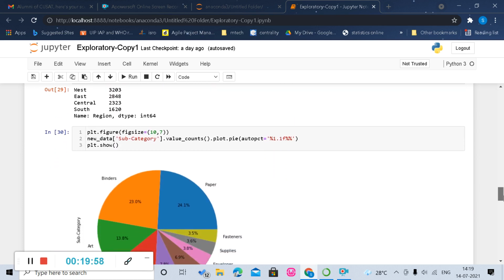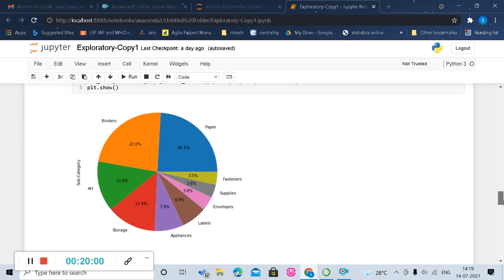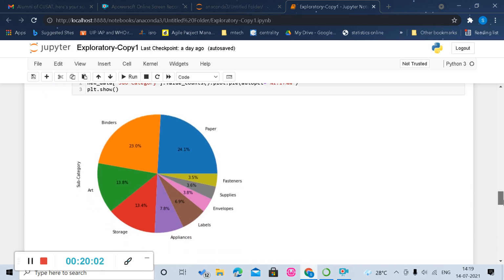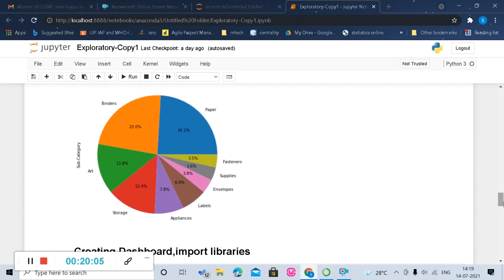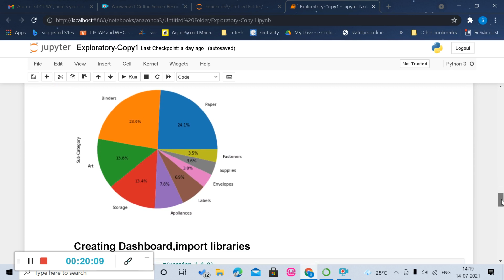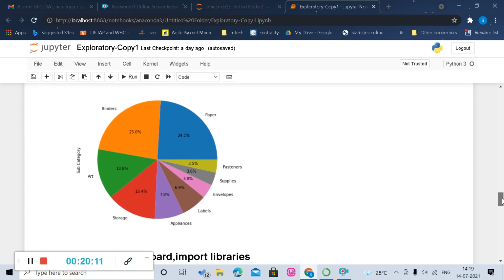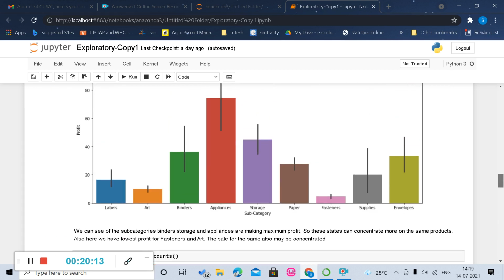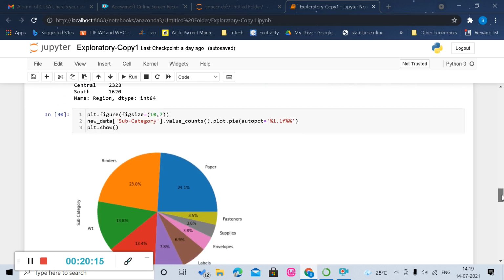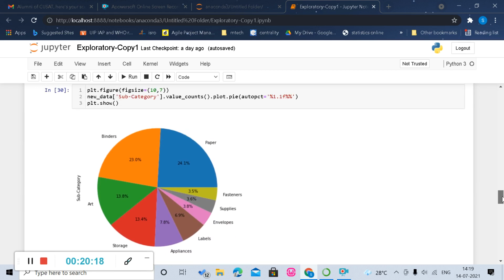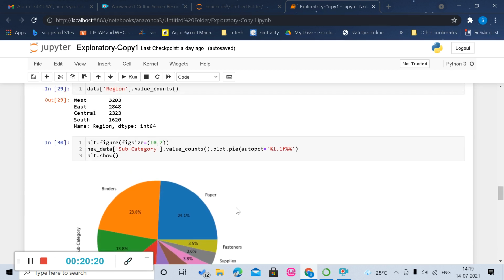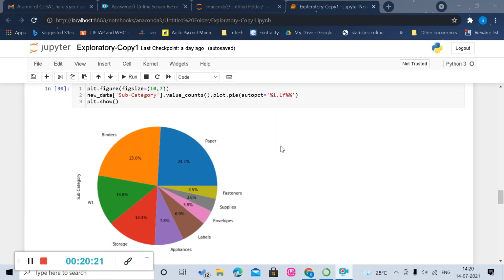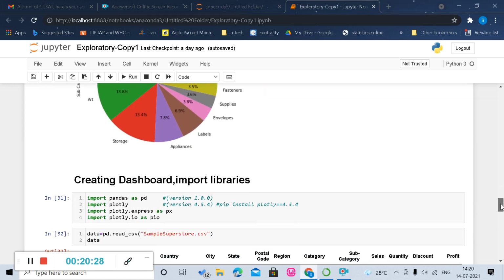And next, what we have done is a pie plot of the same thing, subcategory. So here you can again see the same analysis done. This is actually showing the value count only, not profit. So, coming to the next thing.